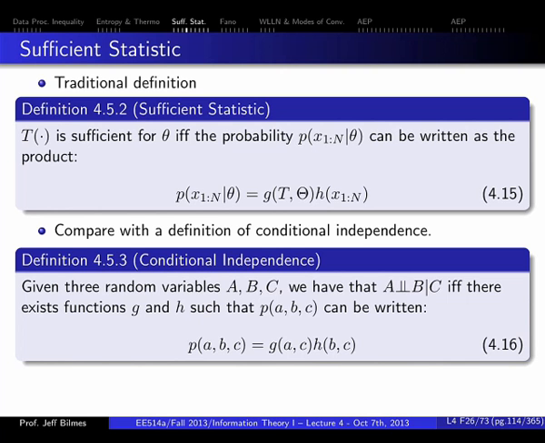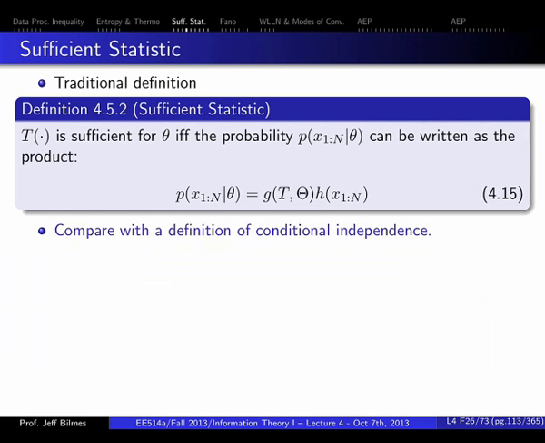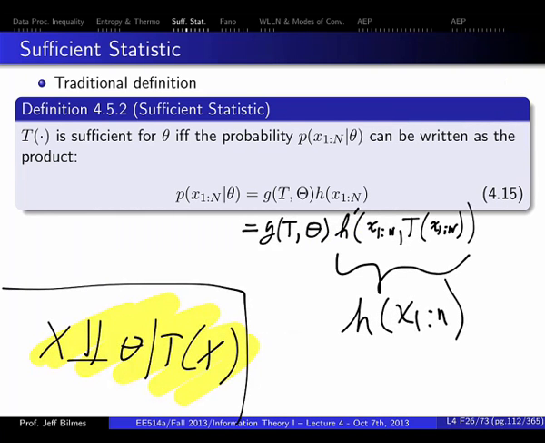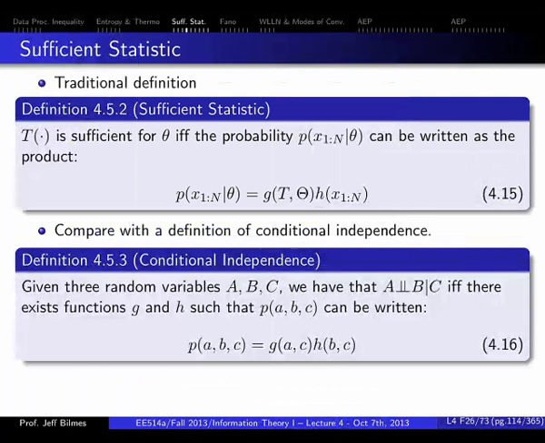And notice that when we write this in this other way, g of t, theta, h prime of x, t, t is the common thing. T is what we're conditioning on, which renders x and theta independent. So it's basically the definition of conditional independence, just like our Markov chain. So we haven't really changed the definition. We've just disguised the definition of sufficient statistic.